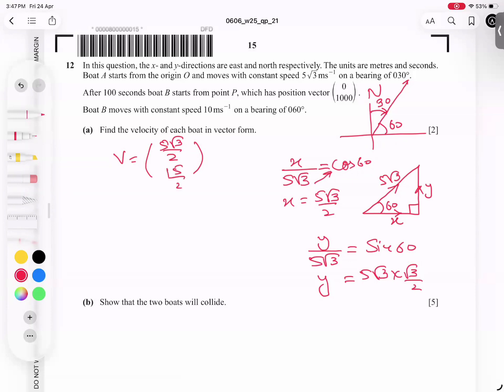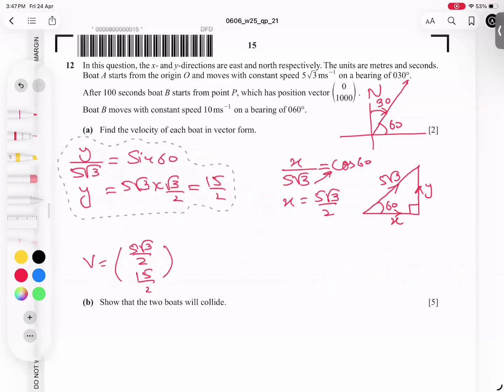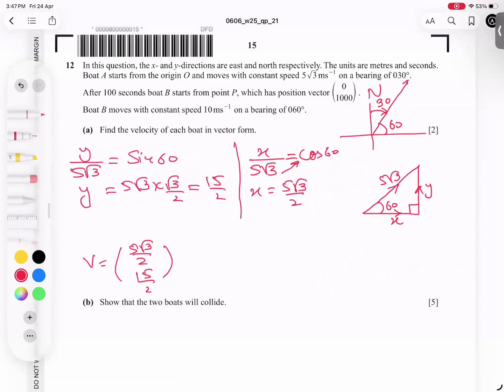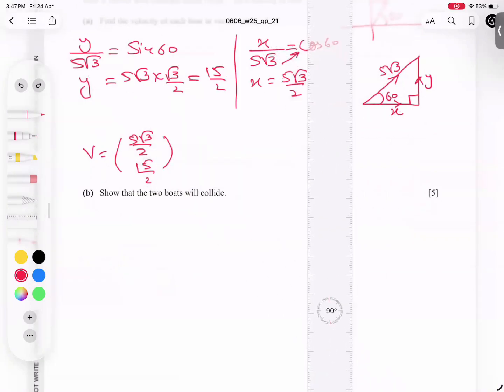Alhamdulillah Rabbil Alameen. I think the point is very clear. So we have done it, and this part is clear. I think I should drag it down, and this component I bring it up. Okay, this is done, students. And what he's asking further is that after 100 seconds, B starts from P, with this position vector. I think I have to make a bigger diagram so you can understand. This is the situation we have.